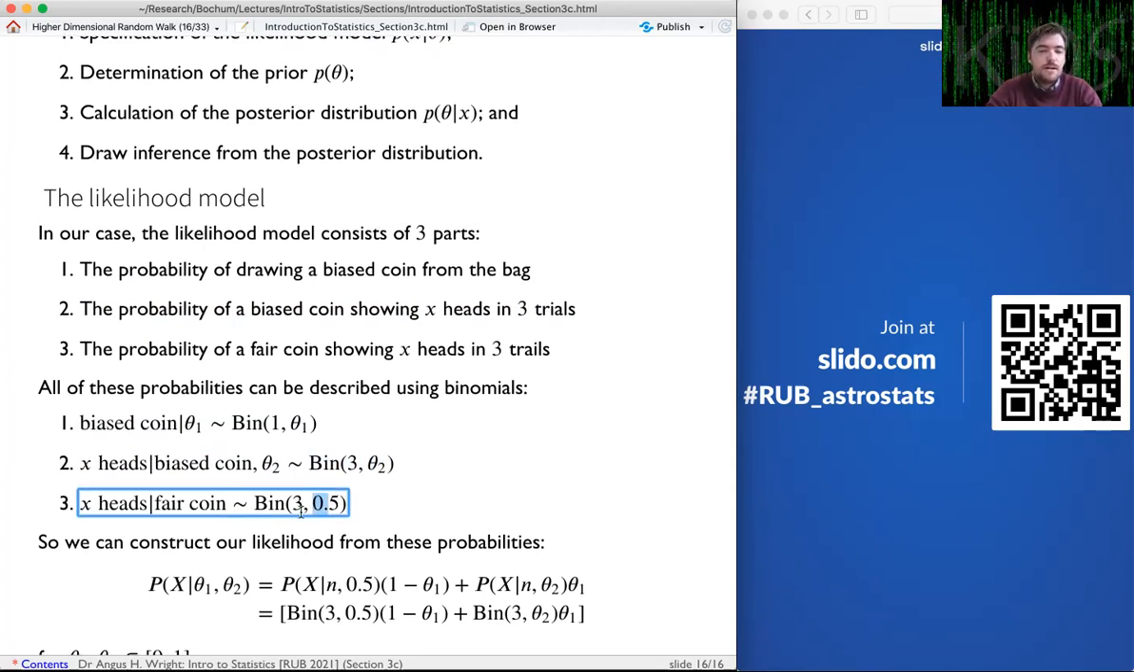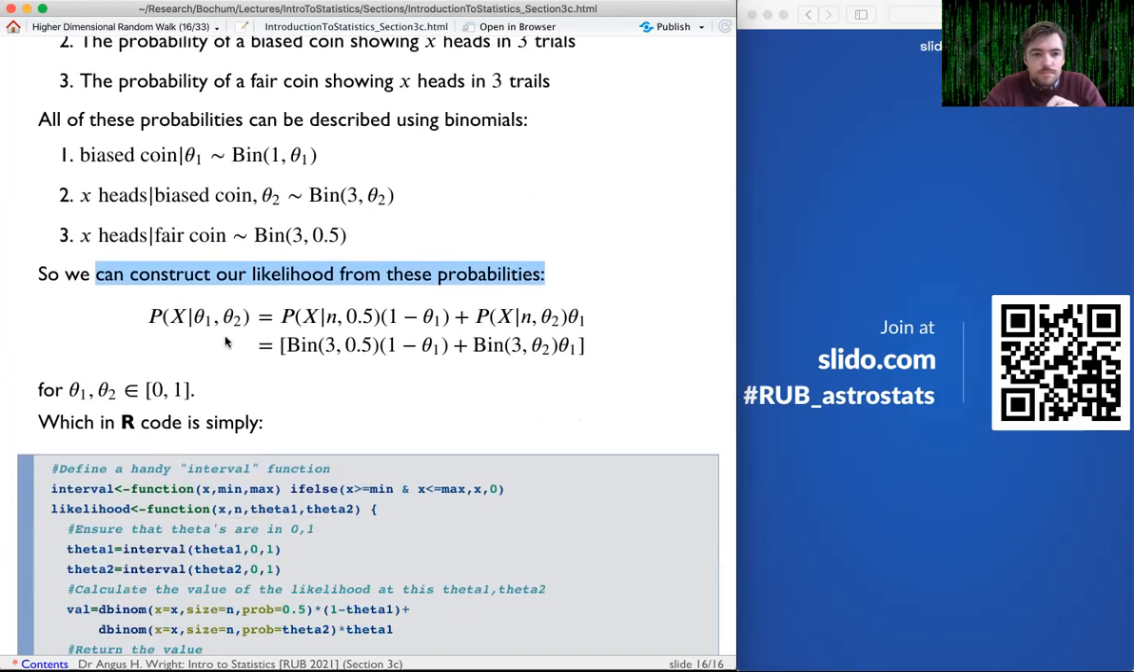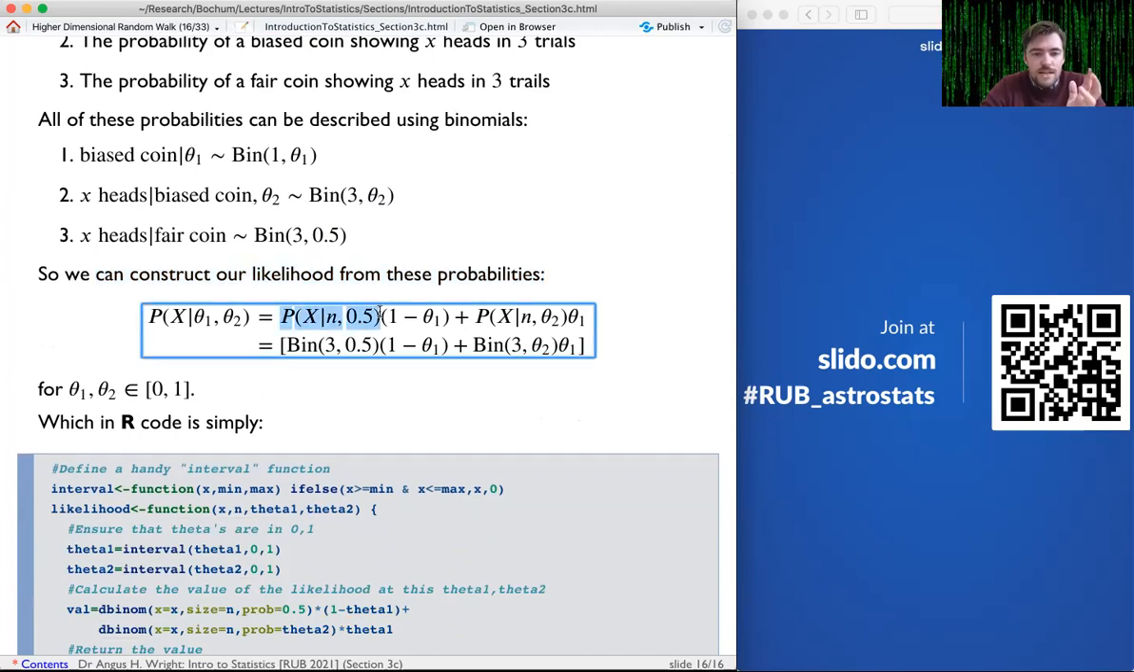3 trials again. We can therefore construct our likelihood using these probabilities, right? Which is just the probability of observing X heads out of n trials given a fair coin times the fraction of coins in the bag that are fair, plus the probability of observing X heads given a biased coin, times the fraction of coins in the bag that are biased. And this is, again, just a summation of binomials.